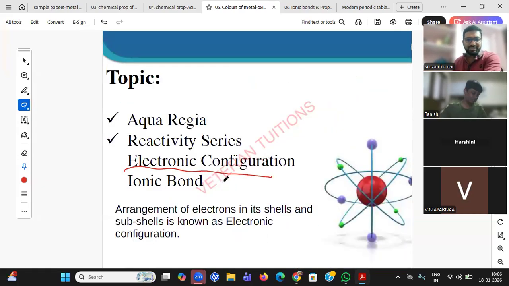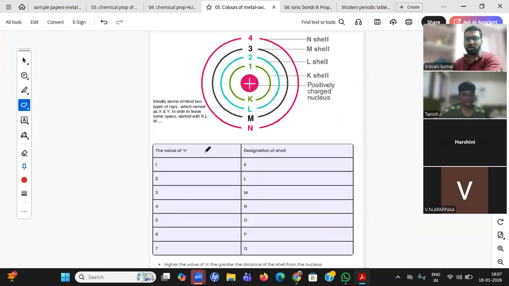So electronic configuration. What is electronic configuration? It's nothing but the arrangement of electrons in the shells and subshells. You see, the center one is the proton, the positive charge. Electrons are revolving around in one particular shell. If I am arranging electrons in particular shells, the arrangement is known as electronic configuration. In any atom, the center part is the positive part, and around that center part the electrons start revolving, students.